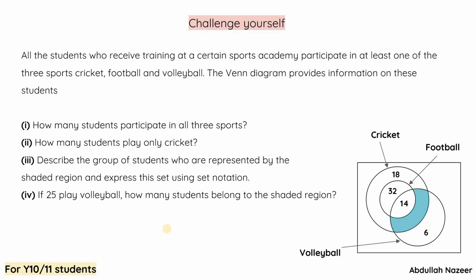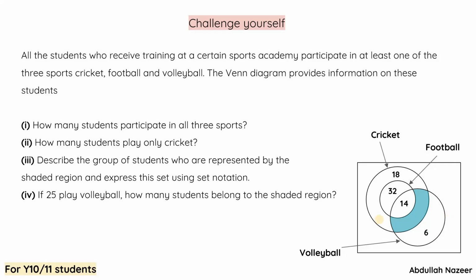All the students who receive training at a certain sports academy participate in at least one of these 3 sports: cricket, football and volleyball. The Venn diagram provides information on these students. Now, unlike in the previous questions we've discussed so far, this is a little different because this question already has a partially filled Venn diagram. So first of all, let's identify the regions in this Venn diagram before we go ahead and answer the question.